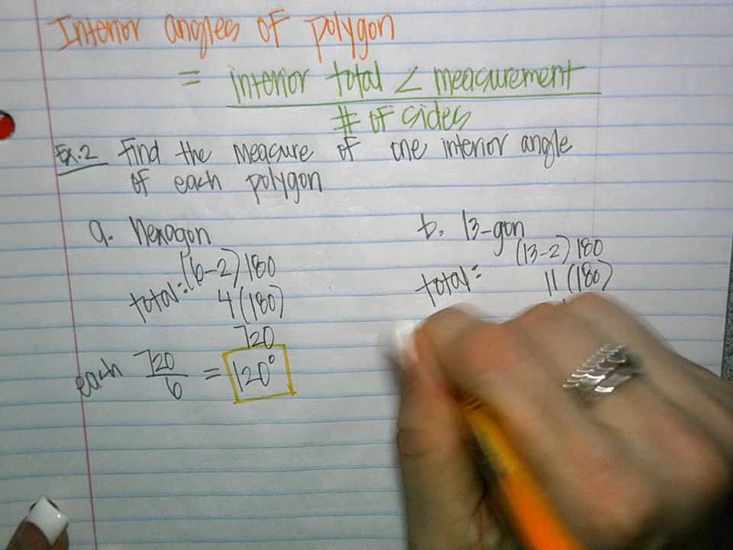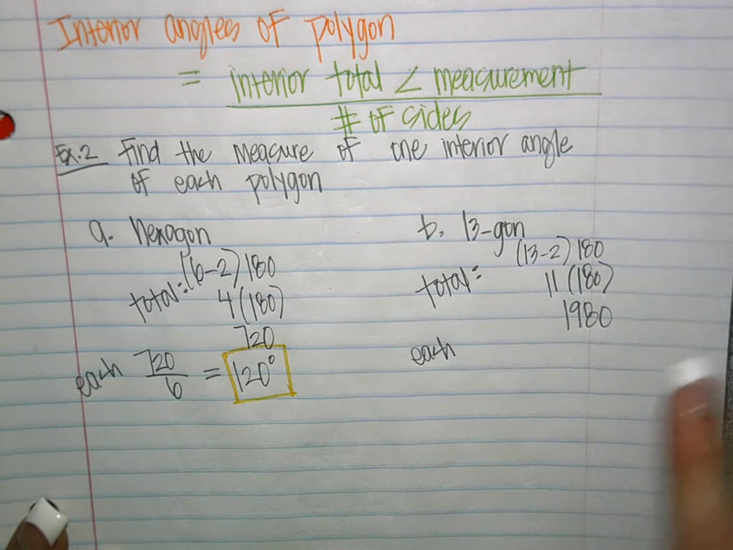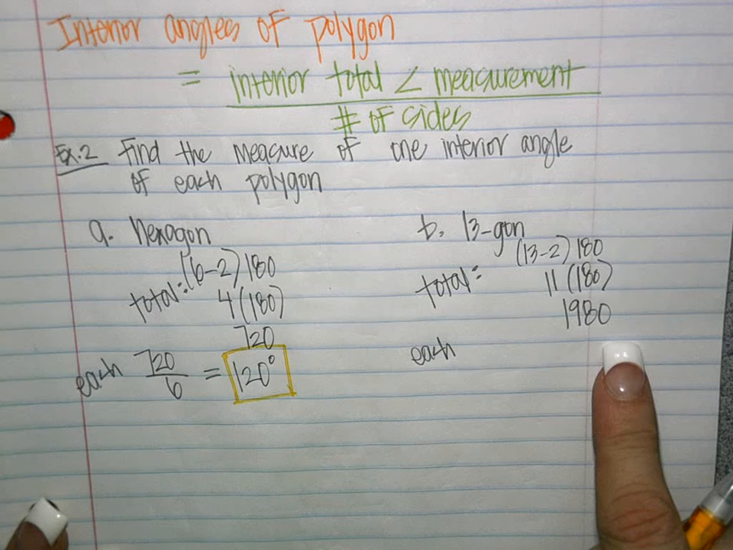11 times 180. Is the answer 330? Okay, let's think about this. Could the answer possibly be 330? Can you make one angle that has 330 degrees? No, that doesn't even make sense. A straight line is 180. If it's past that, it's not an angle anymore.